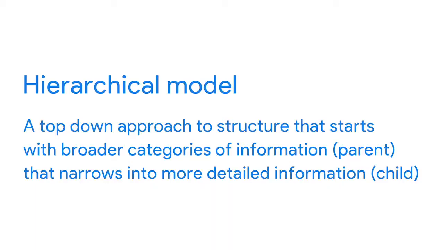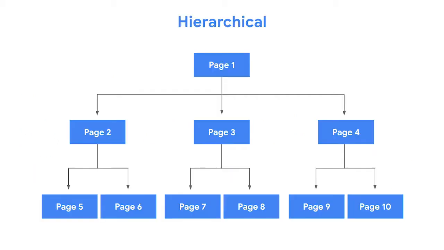The hierarchical model is one of the most popular website structures. It's a top-down approach to structure that starts with top-level categories of information, referred to as the parent level. Then content is narrowed into more detailed information, called the child level. This structure is very similar to a family tree, which is what the parent and child level terms are based on.